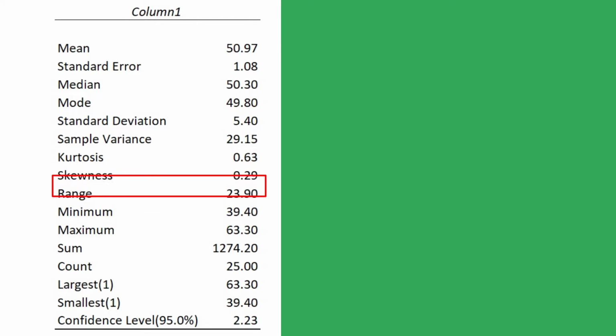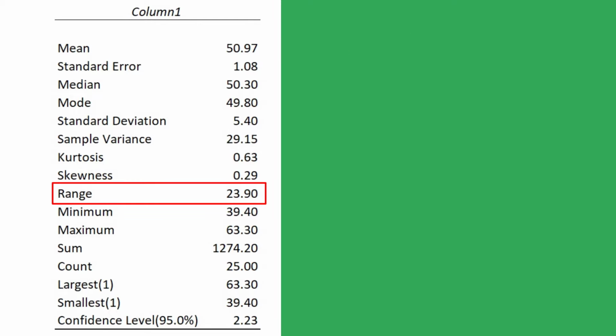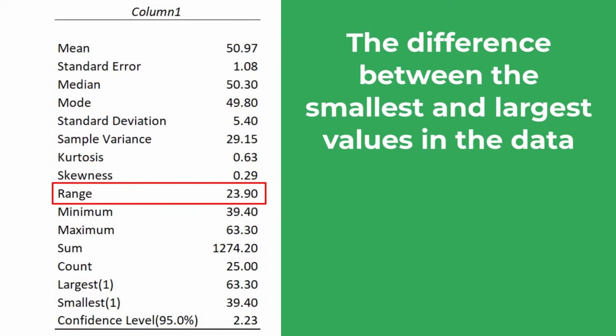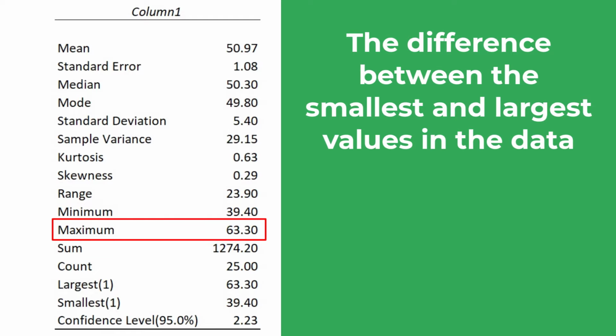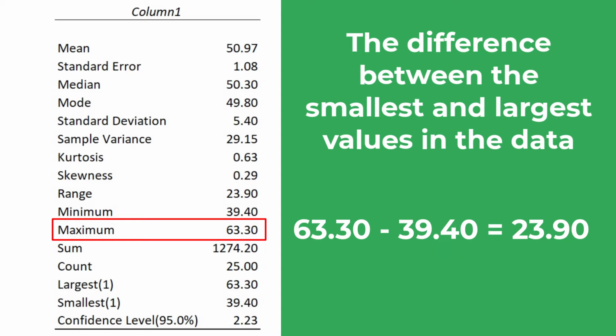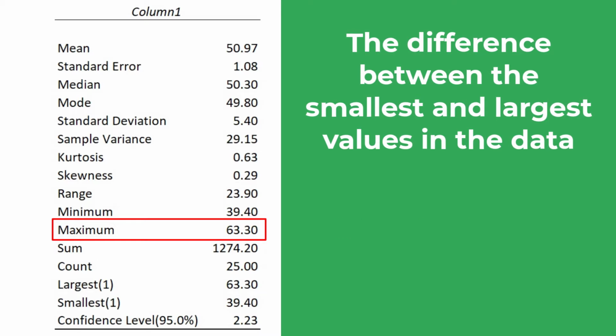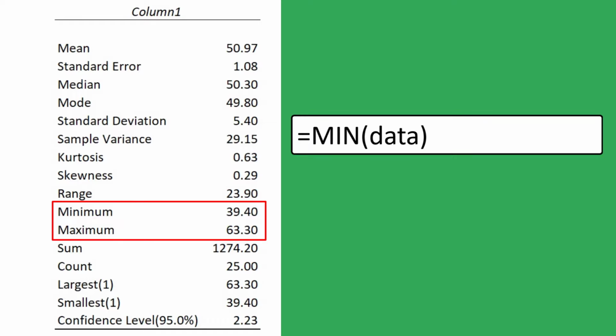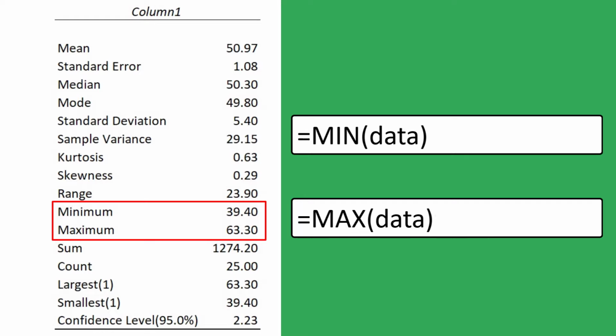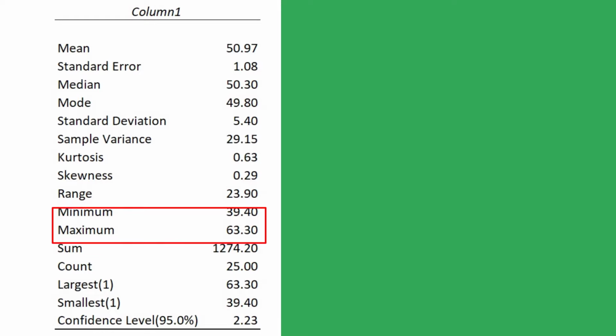Moving on, we have the range. The range is simply the difference between the smallest and largest values in the data. Underneath, I can see that the minimum value is 39.4 and the maximum value is 63.3. So the difference of these two is 23.9, and this is the range. If you want to calculate the minimum and maximum values separately, then you can use the min and max functions respectively.